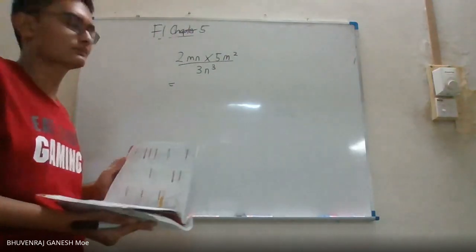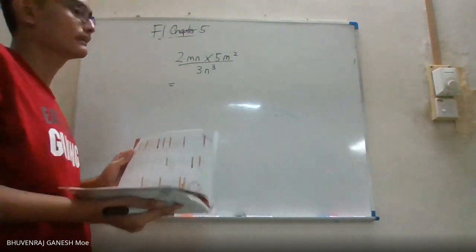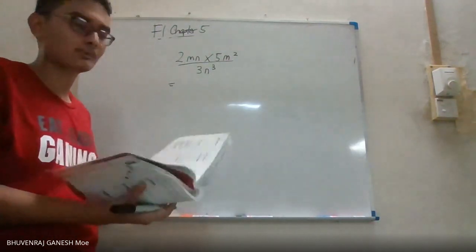So basically, you should just solve the top part first. You get the answer, then you divide the bottom part. That's the preferred way.